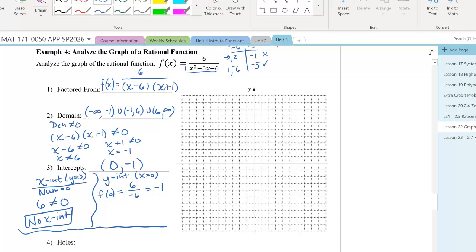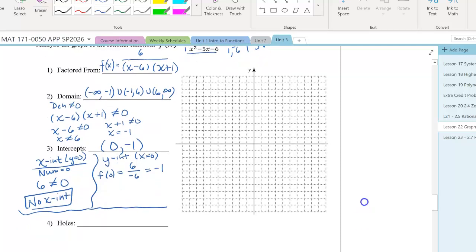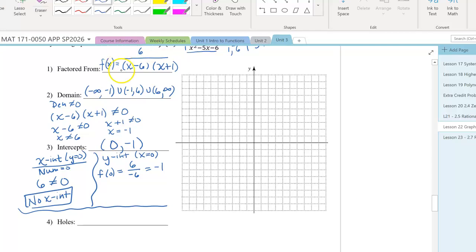All right, so now I'll look to see if there are any holes. Remember, holes occur when there are common factors in the top and the bottom. Since the top does not have x minus 6, it's just 6. These are not common factors. So there are no common factors, so there are no holes.